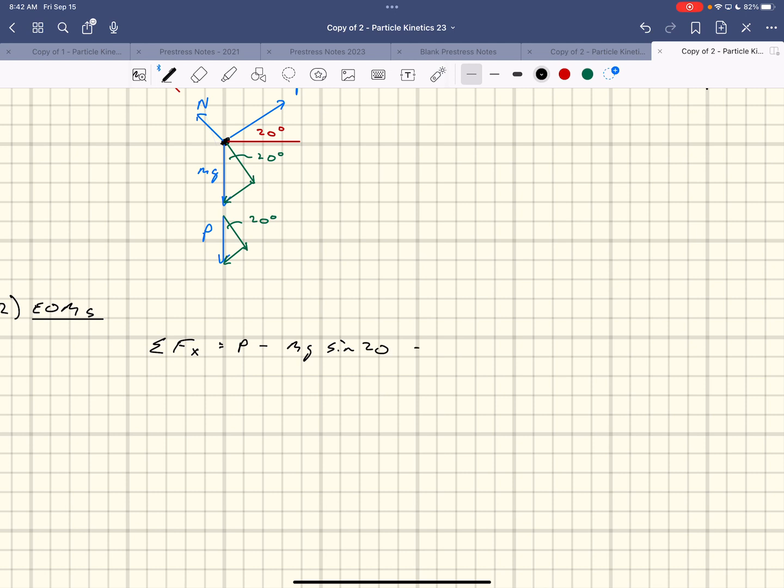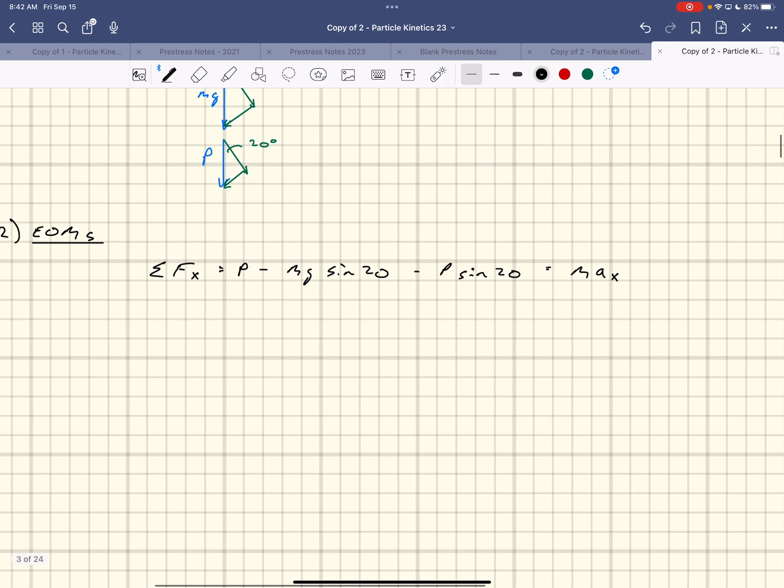Okay, and then we're going to have minus P times sine 20, and all of that is equal to mass times acceleration in the x direction. Okay. And then gotta be careful of signs, but our nice, beautiful free body diagram that documents everything shows us that one's going to the right and the other two are going to the left. Right? Now we write the equation of motion in the y direction.